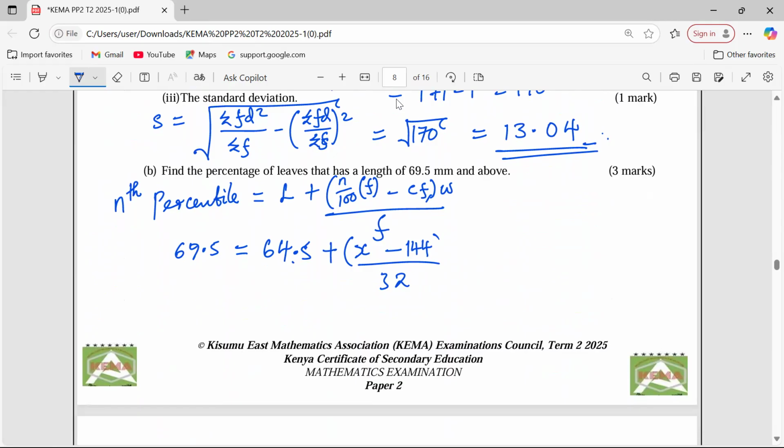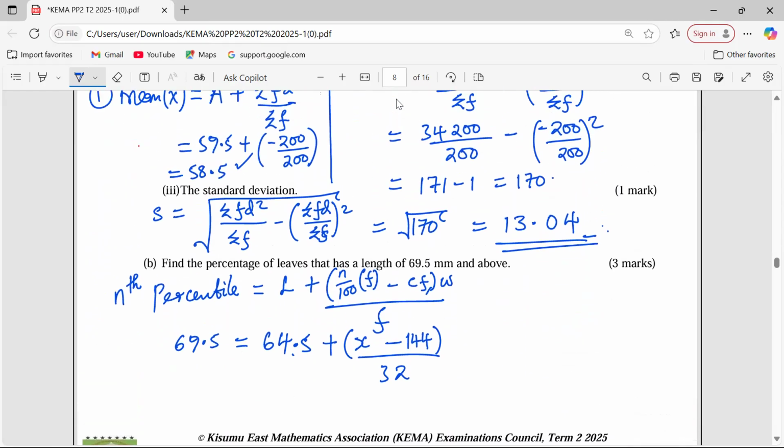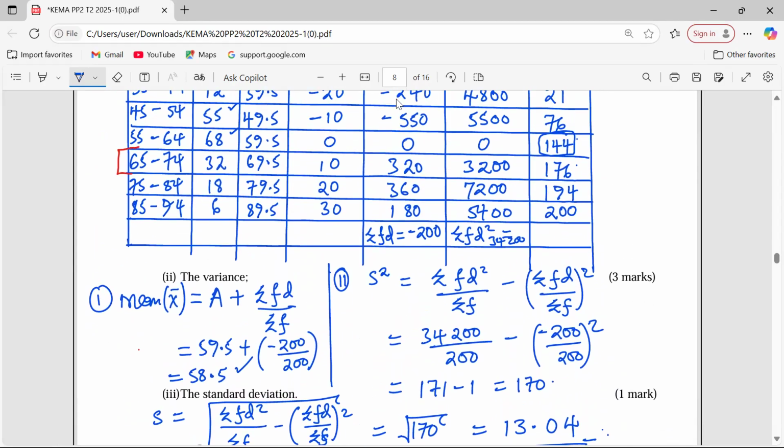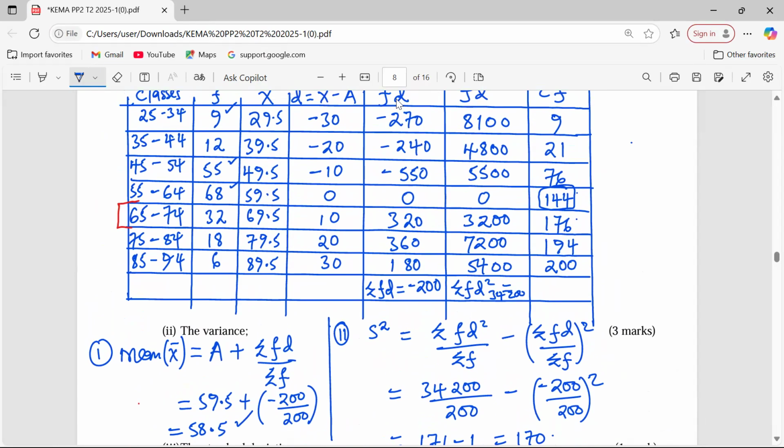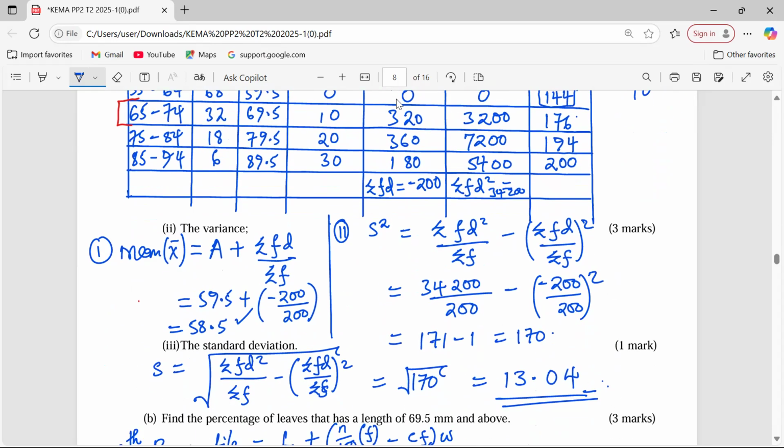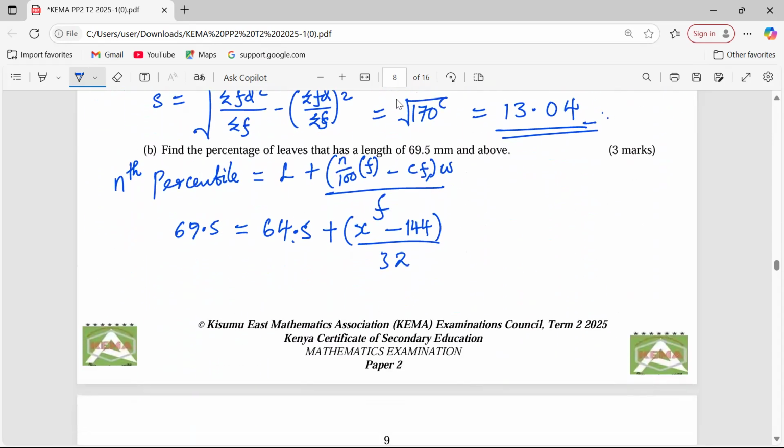Then a class length equivalent to, let me check the class length. From 64.5 all the way to 74.5. So the class interval is equivalent to 10. A class interval of 10 that way. So with this, we can find x.